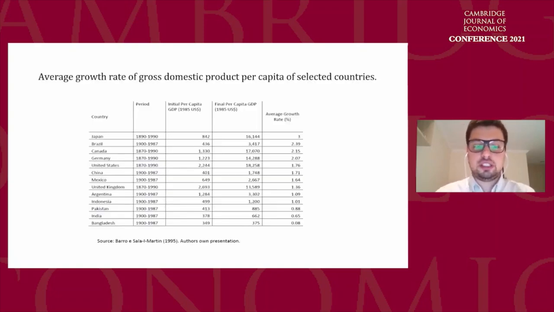For instance, this is quite a famous table from Barro and Sala-i-Martin from 1995, where they show the differences in average growth of income per capita of our selected countries in the past 100 years, up until the 1990s. And you can clearly see the enormous difference between the top countries, for instance Japan, and the countries at the bottom, Argentina and Bangladesh, for instance.